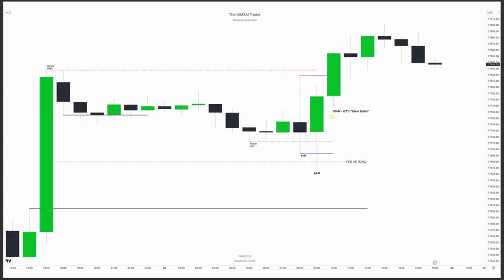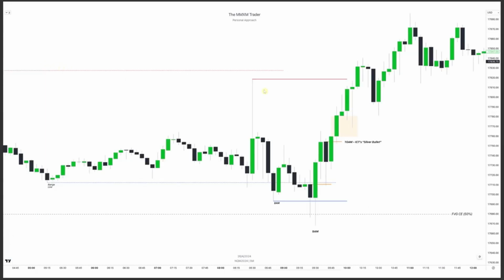So now when the 10 a.m. candle opens up, which is the ICT silver bullet window, we can look for a trade opportunity targeting that range high, which is up here. So how does that look if we zoom in on the lower time frame? Over here we've got a 5-minute chart, right?